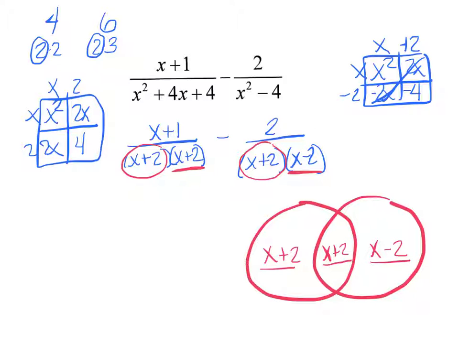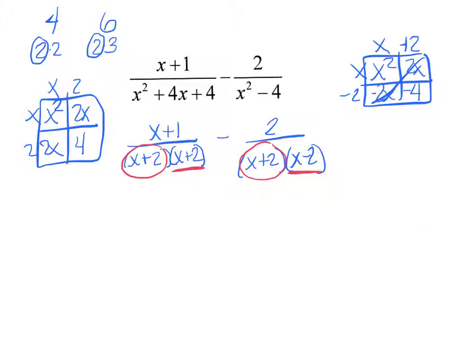So that's what you're looking at while you're finding your common denominator here. So let's see here. This first one needs an x minus 2, so I'll multiply top and bottom by x minus 2. The second one needs another x plus 2, so I'll multiply top and bottom by x plus 2. So now I have to go through and do the math on this.